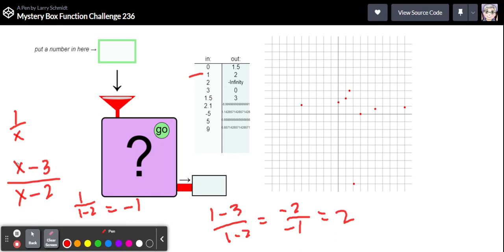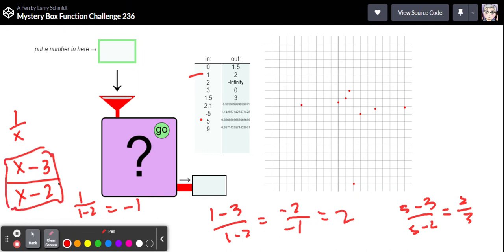Does this work with the others? If I put in a 3, yeah, 3 works because you're going to get a 0 on the top. Let's see, what's another good point to try? Well, let's try this 5 because it looks like we're getting 2/3 there. So let's try a 5. So 5 minus 3 over 5 minus 2. Oh yeah, and that is 2/3, and that's what we're getting at 5. I think we got this. So our function here is x minus 3 over x minus 2.